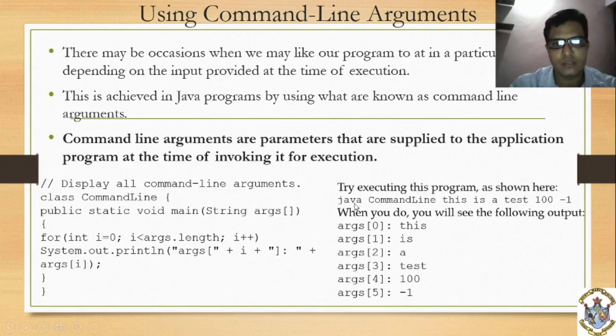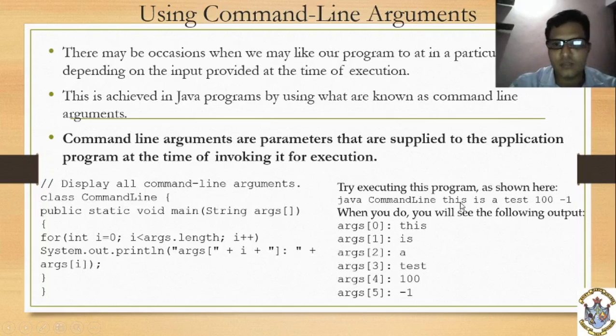Please observe here, the Java command line. Afterwards I am supplying: this is a test 100 minus 1. Each one is acting as an argument. Whenever I am running my program, this takes as an argument, so this value will be supplied here.